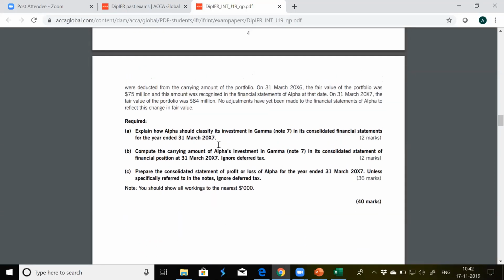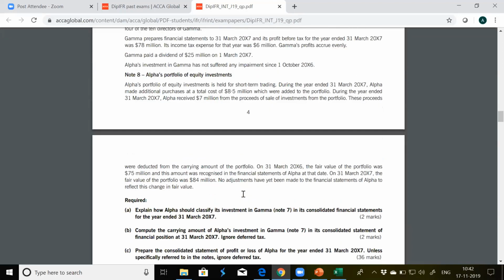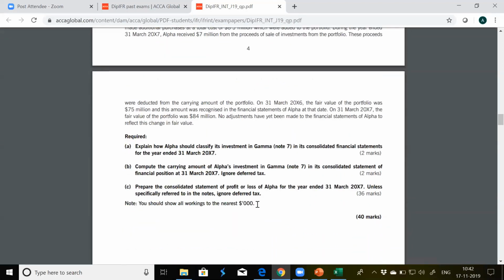Now we need to do part 3, that is prepare the consolidated statement of P&L of Alpha for the year ended 31st March 2007. Unless specifically referred to in the notes, ignore deferred taxes. So wherever the term deferred taxes is mentioned, the rate is mentioned, we'll apply deferred taxes, otherwise we'll ignore this deferred tax. And we'll be showing the workings to the nearest 1,000. The note is also important.